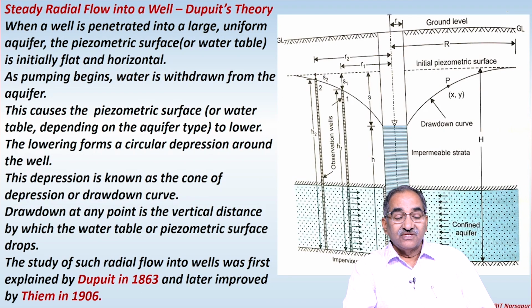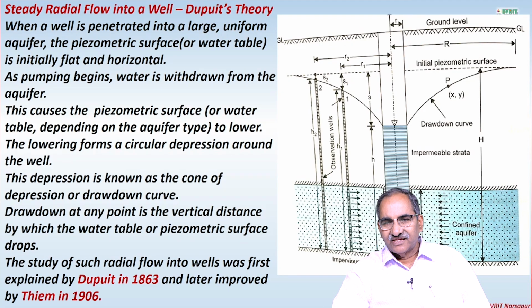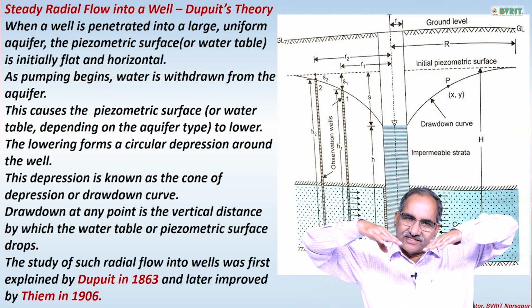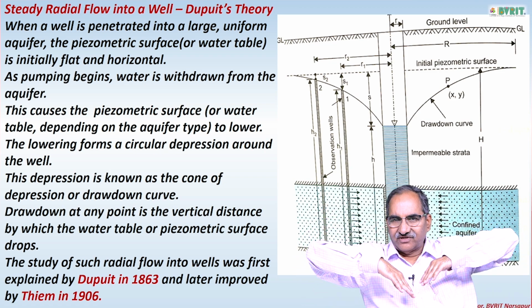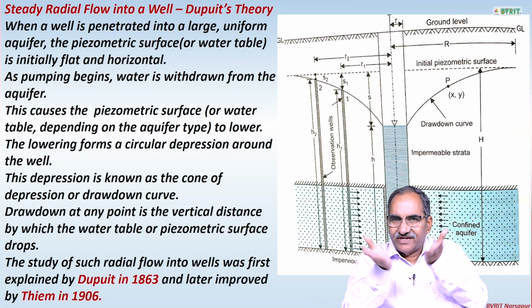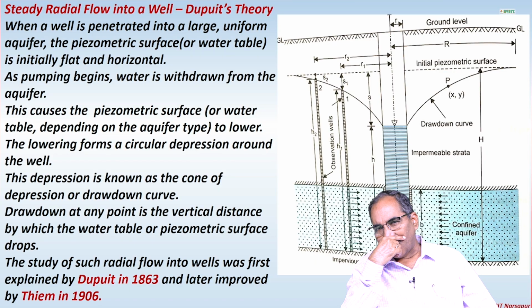Then coming to Dupit's theory. In the case of an unconfined aquifer, it is the water table that, as we start pumping, takes the shape of a cone, the cone of depression. So the water level decreases, and it decreases in the form of a cone of depression. That's what we talk about in the case of an unconfined aquifer.